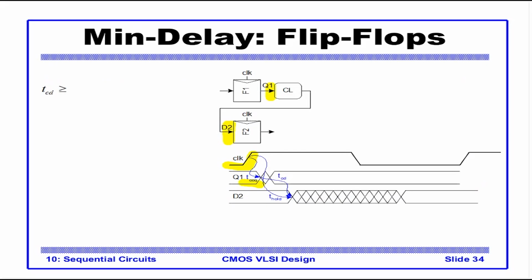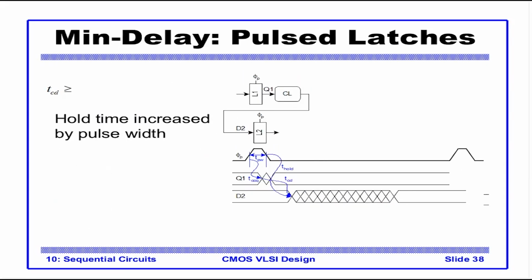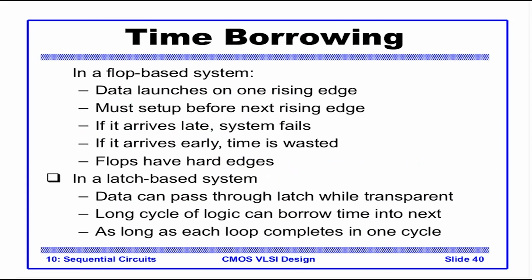So data launched on one rising edge must set up, that is, it should become stable, setup time before the next rising edge. If the data arrives late, the system fails. Obviously, you needed to capture the new data, but it is delayed. You could not capture it. If it arrives early, that means if it arrives even earlier than the hold time requirement of the next clock, then again the system fails.